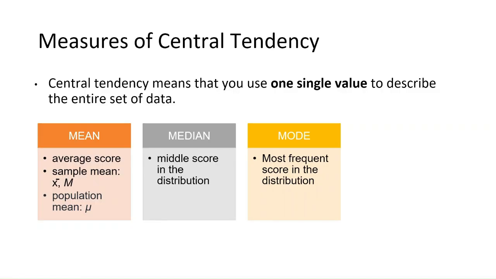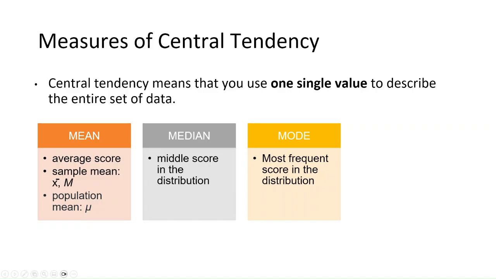Now, in research, we have two different symbols for the mean. We have X bar, or italicized M, for the sample mean. We also have mu for the population mean. Since it's often hard to collect data from an entire population, we usually work with sample means. So you will see X bar or M used more frequently than mu.